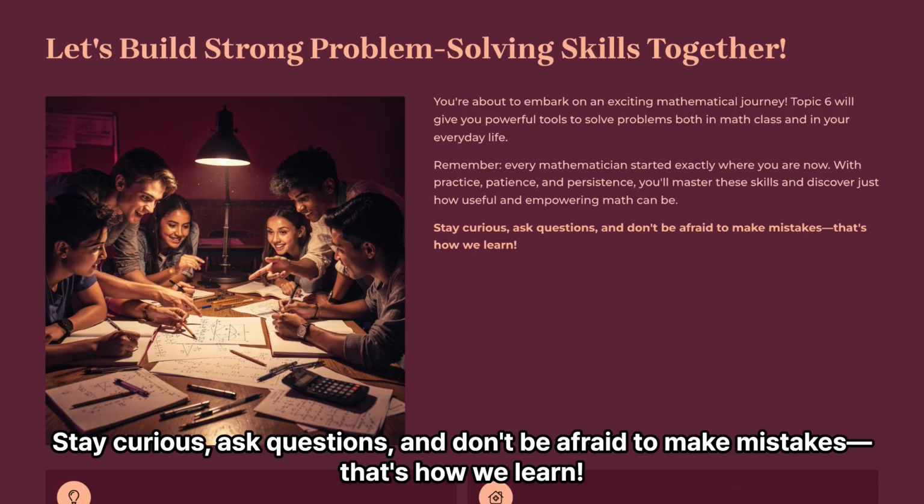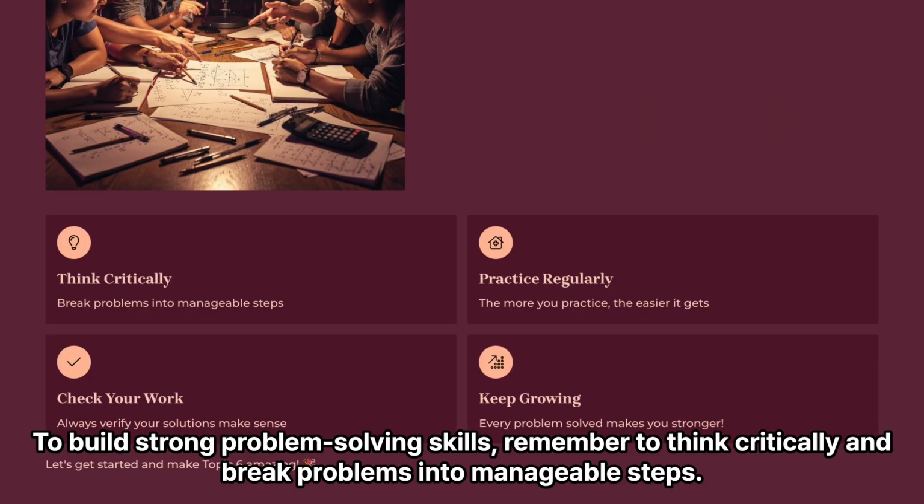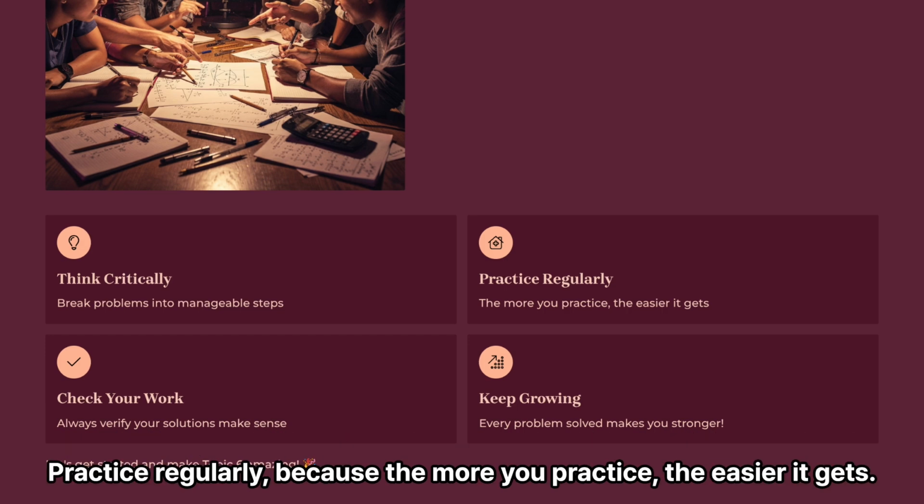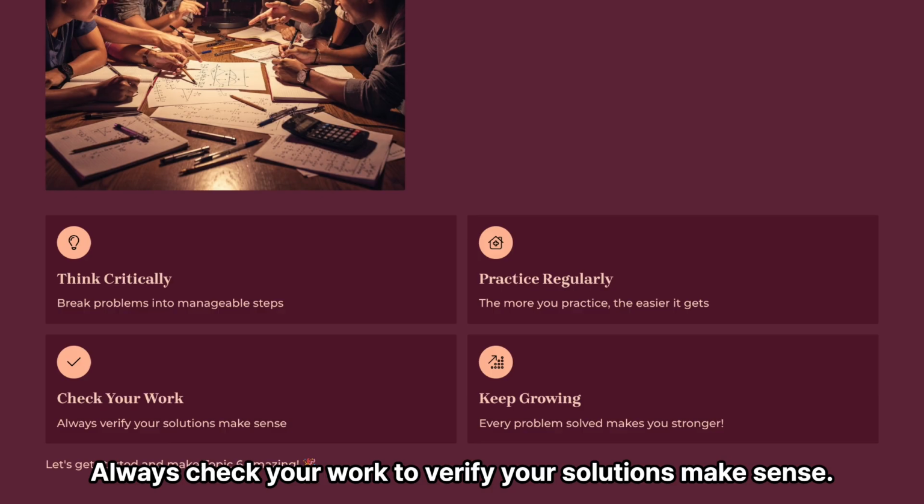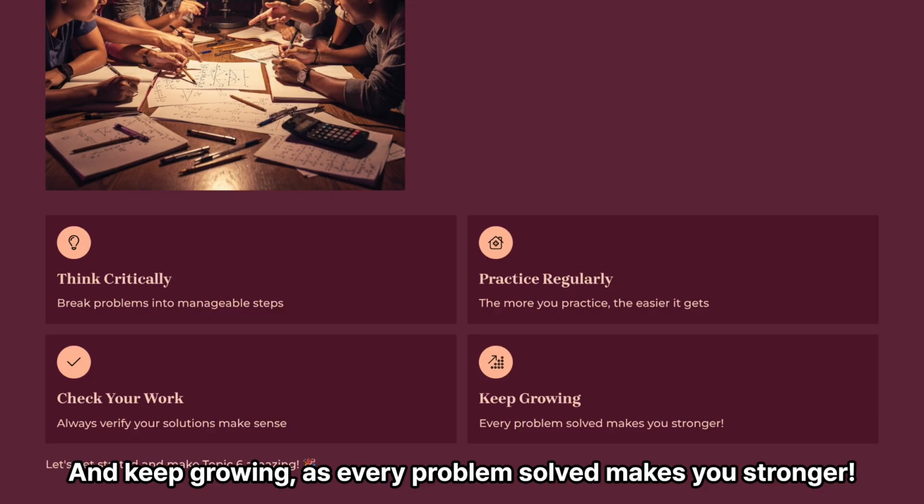Stay curious, ask questions, and don't be afraid to make mistakes. That's how we learn. To build strong problem-solving skills, remember to think critically and break problems into manageable steps. Practice regularly, because the more you practice, the easier it gets. Always check your work to verify your solutions make sense. And keep growing, as every problem solved makes you stronger.